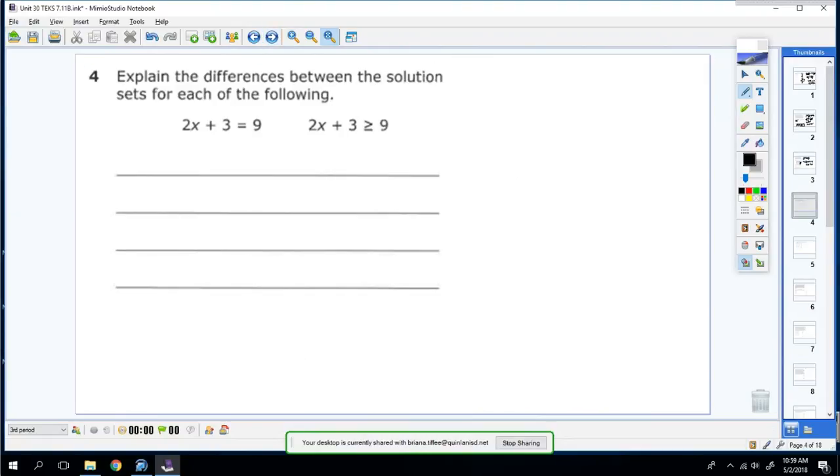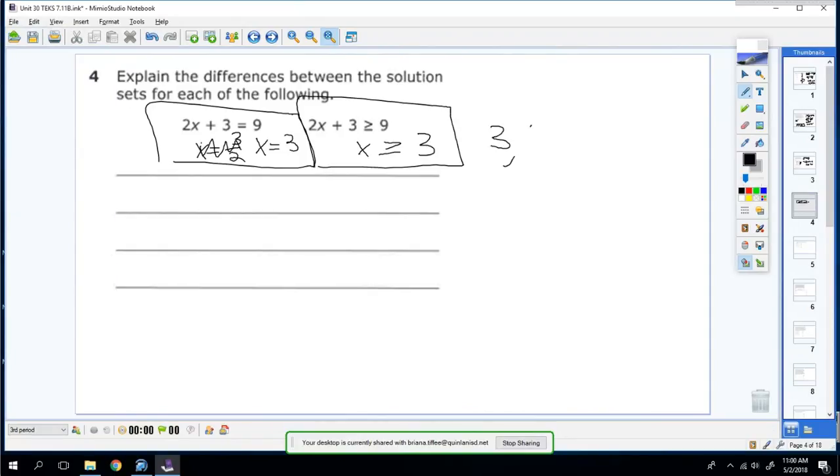Okay, number 4. Explain the differences between the solution sets for each of the following. So when you solve this, you get x equals 3. And when you solve this, you get x is greater than or equal to 3. The difference is that this one only has one solution, 3. The difference with this one is the answers can be 3, 4, 5, and so on, because it's an inequality, so it has all those answer choices.